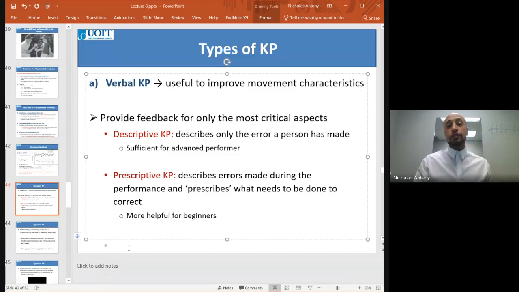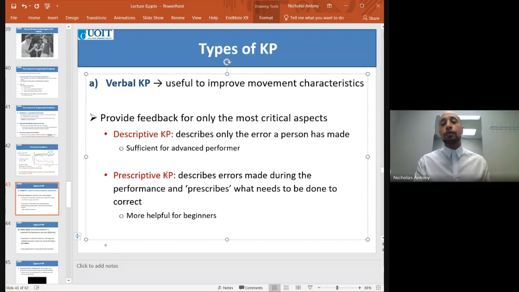There's two types. There's descriptive KP and then prescriptive KP. So if I'm going to be talking about their movements, I can be descriptive in what they did. So describe only the error or the way that they did their movements. Or prescriptive would be telling them their error and how they need to change it. So you're prescribing how they need to change their movements. So is it better to give descriptive KP or prescriptive KP?